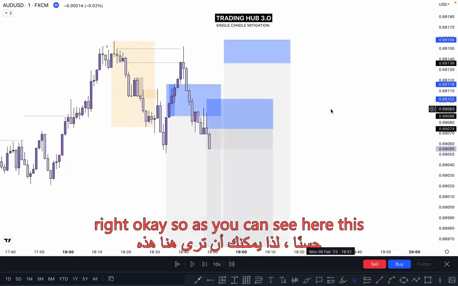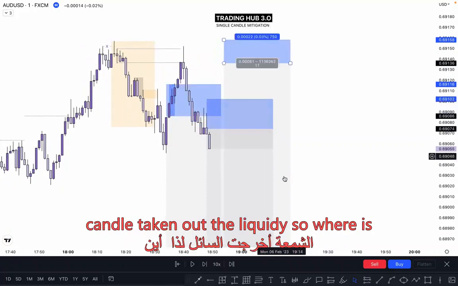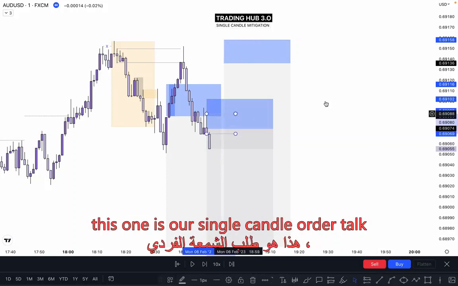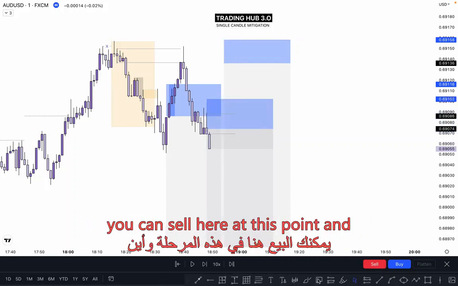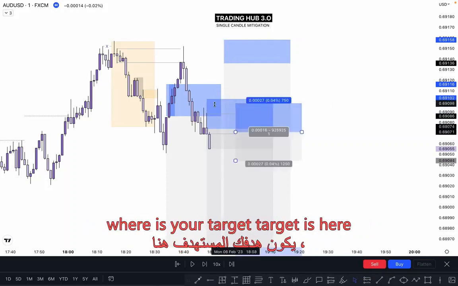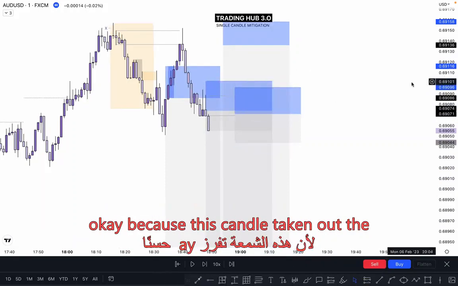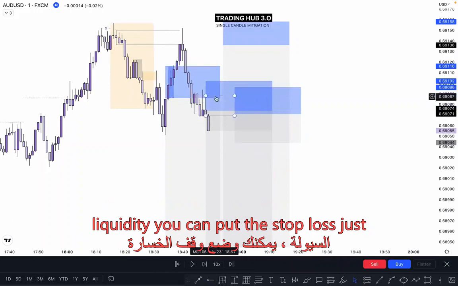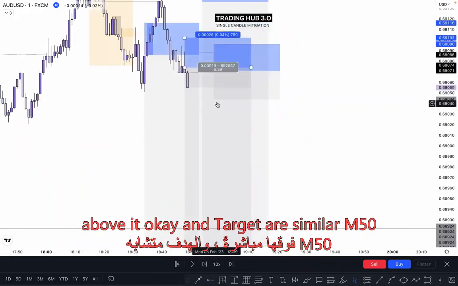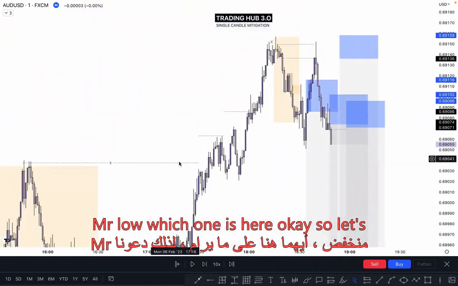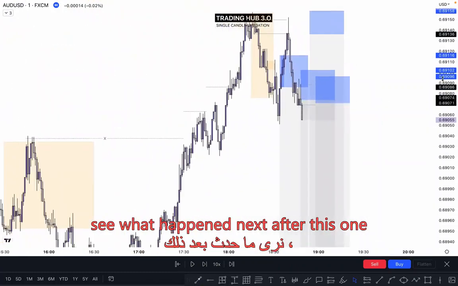All right, okay, so as you can see here, this candle has taken out the liquidity. So where is our next order block? This one, correct? This one is our single candle order block. You can sell here at this point. And where is your target? Target is here. Where is your stop loss? Just above it. Because this candle has taken out the liquidity, you can put the stop loss just above it. Okay, and the target is similar, the M50 major low, which is here. So let's see what happens next after this one.